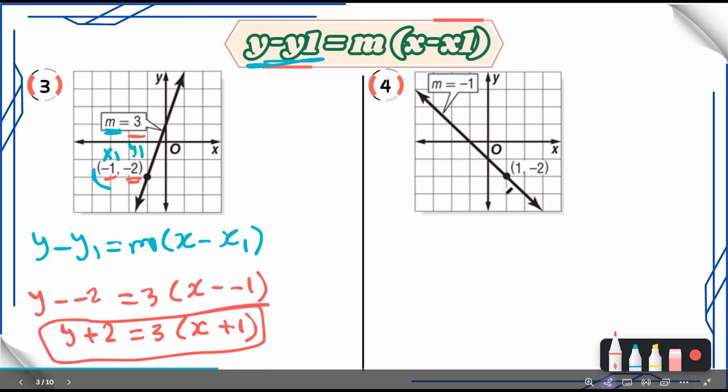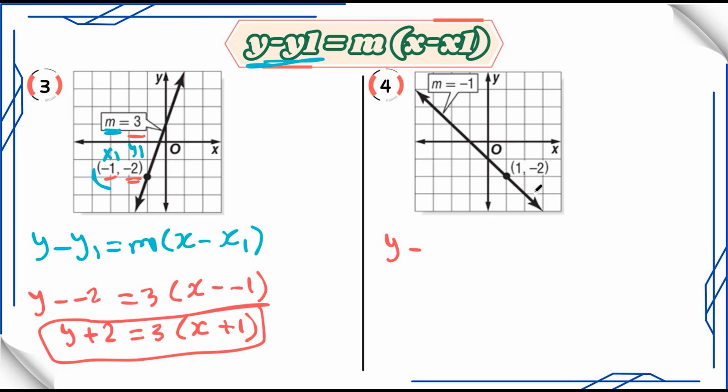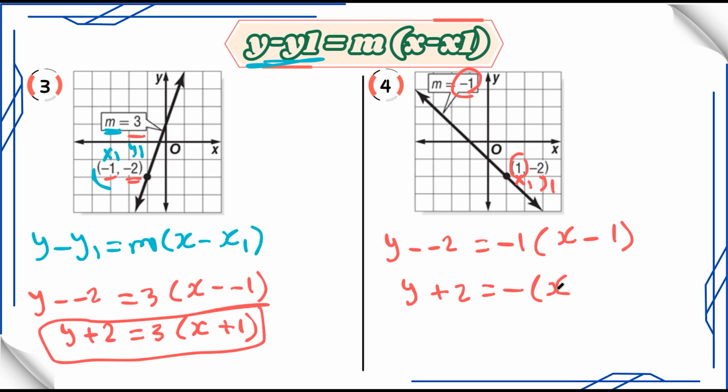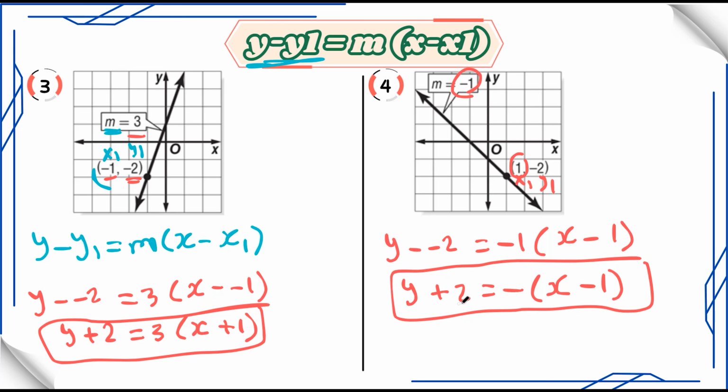The same for this one, let's do it directly. Where is y1 here? This is x1, y1. Y minus y1 here is negative 2 equals slope. Where is the slope here? The slope is negative 1. Multiply x minus x1. Where is x1 here? It is 1. Now, negative negative will be positive. Negative 1, we can just write it as a negative outside the bracket, like this: negative, bracket x minus 1. Then the final answer for this line in point slope form will be y plus 2 equals negative multiply x minus 1.